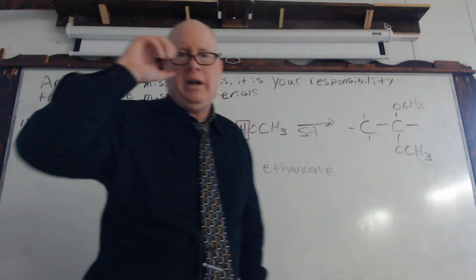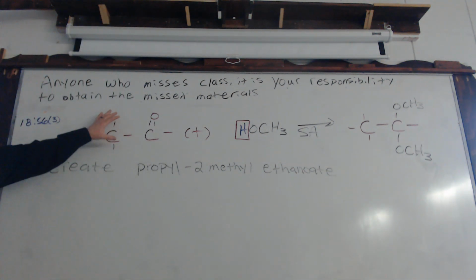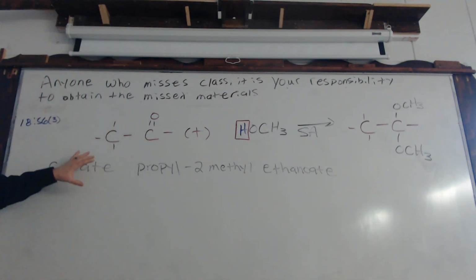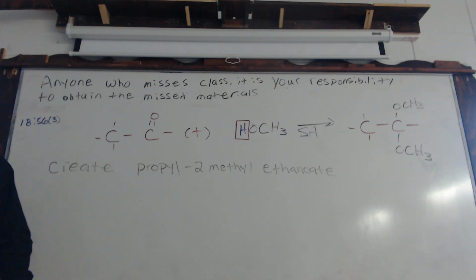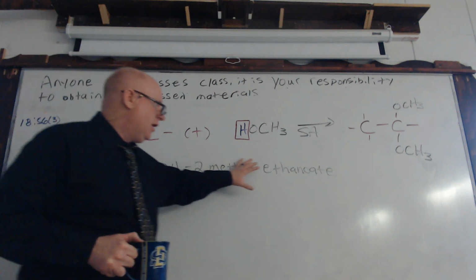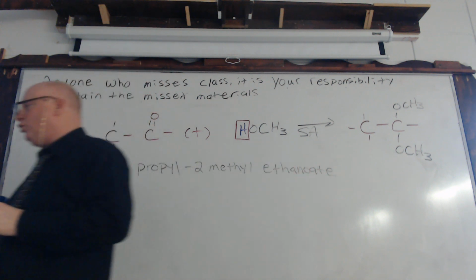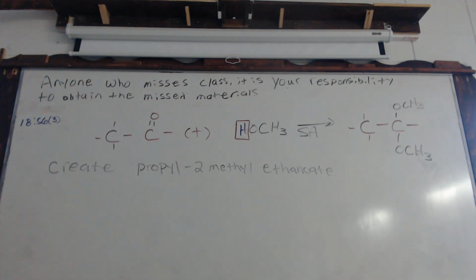Okay, I was going to erase that, but I thought, well, no, we can certainly leave that up here. But to me, this is probably one of your more difficult problems because, yes, there's naming on there, and that's why we want to go over this as far as a review and naming them. Because if we are saying create propyl 2-methyl ethanoate, the first thing I think that would make the most sense is draw out your ester first.